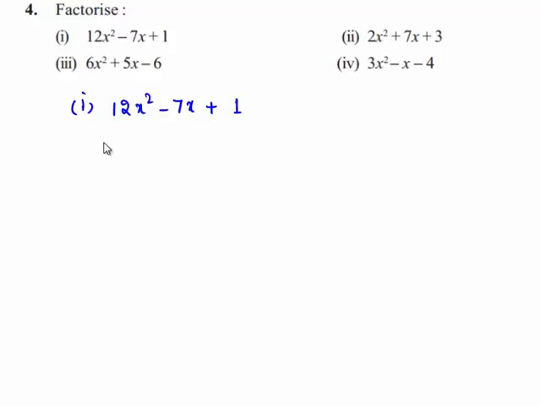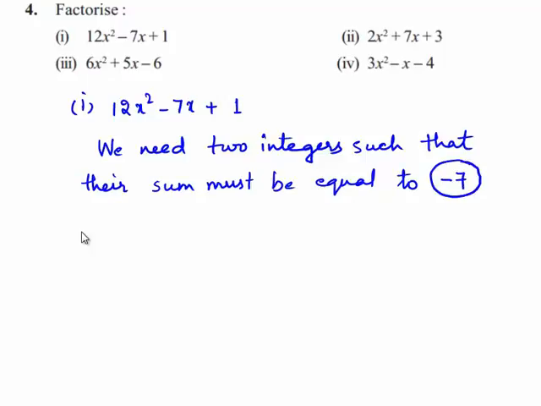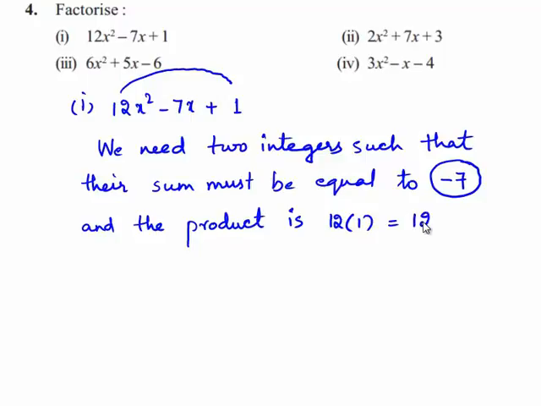So for factorizing the given polynomial, first we need two integers such that their sum must be equal to the coefficient of x, which is minus 7, and the product must be equal to 12 times 1, which is 12.